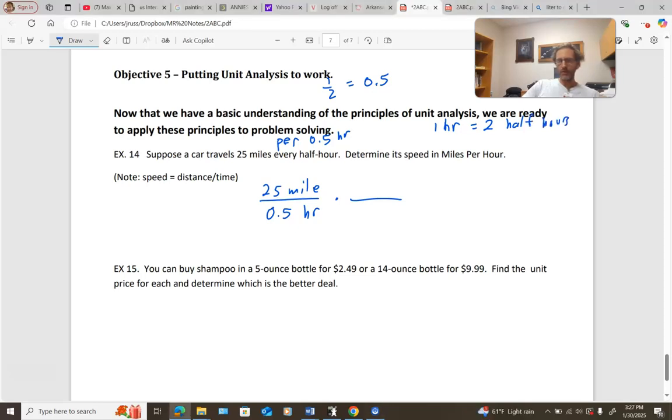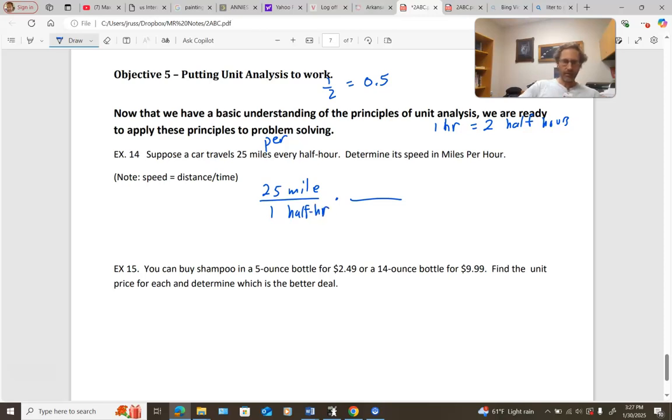This is kind of a weird question, I know. Oh, wait a minute. Now let me redo this one, because I actually converted that up here. I don't want to do that. So 25 miles per every half hour. So 1, and I'm just going to write it, half hour.